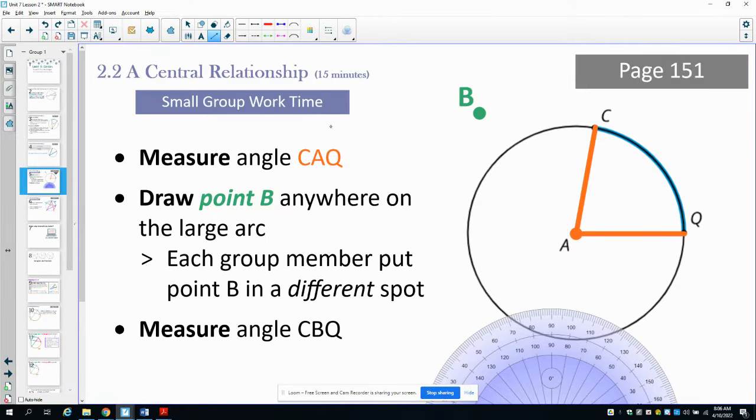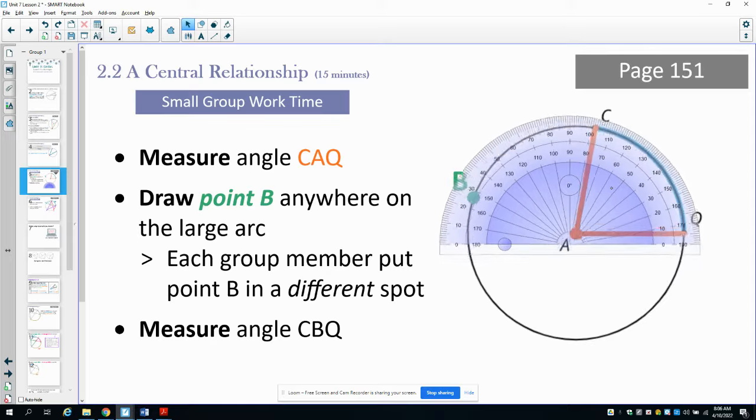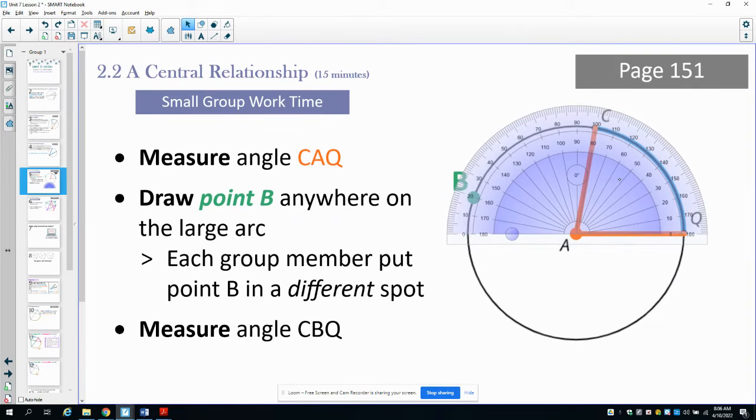Then on page 151, you'll see this diagram, and it gives you some instructions. The first one is to draw point B anywhere you want on the circle, just not on the highlighted arc. So don't put it over here, but anywhere along this part of the circle. Just go ahead, pick a spot for B wherever you want. And you need to measure this angle. So go ahead and take a protractor and measure your angle. It should be the same as mine, which is 80 degrees.